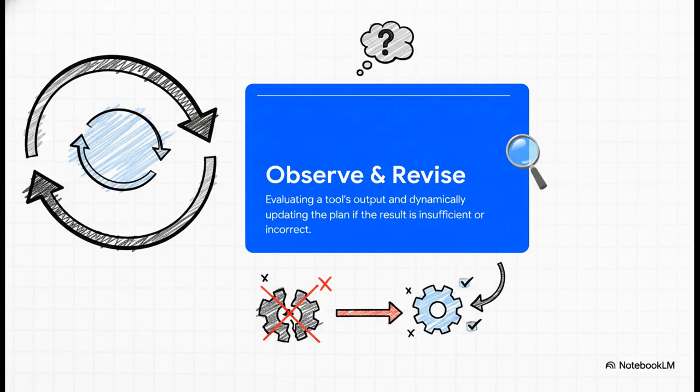Now, this next part, observe and revise, is what separates a smart agent from a dumb script. It doesn't just blindly follow its own plan. It executes a step, then it looks at the output and asks itself, okay, did that work? Did I get what I expected? If the answer is no, or if it gets some new, unexpected information, it doesn't just fail. It goes back, updates the plan, and tries a different approach. That feedback loop is what makes it so incredibly adaptable.